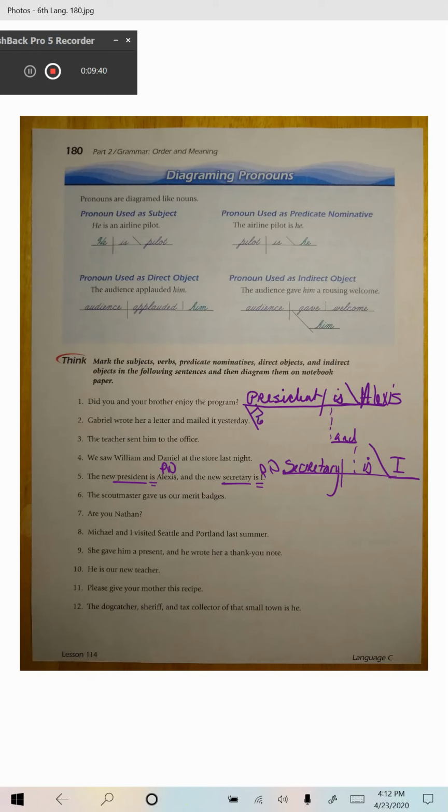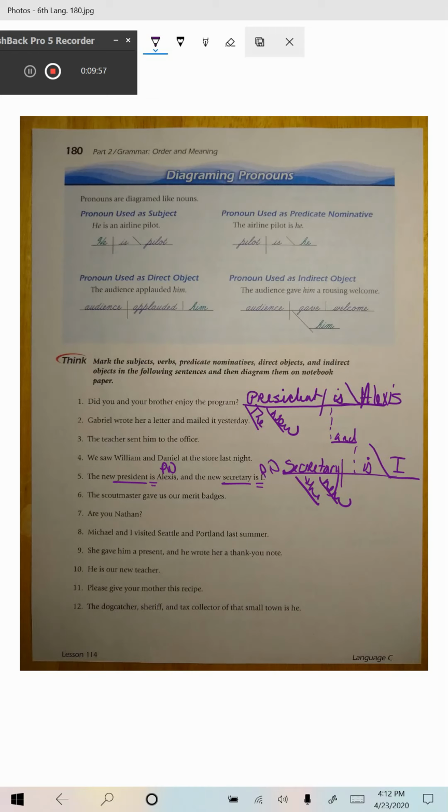The and new both describe the president, and the new describe the secretary. I think I got it all.